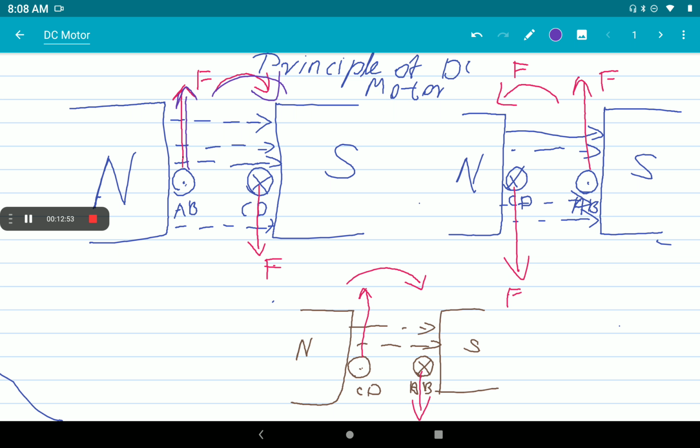So this is done by the commutator. Otherwise it produces a reverse torque, so the resultant torque would be zero. Okay.